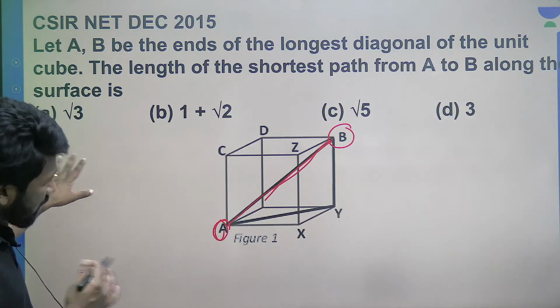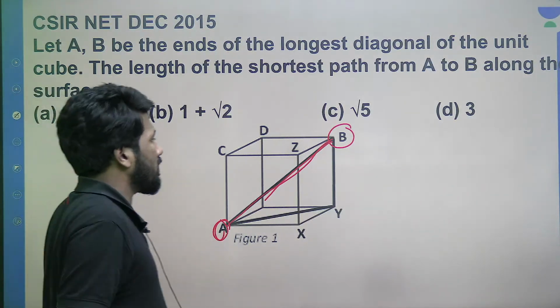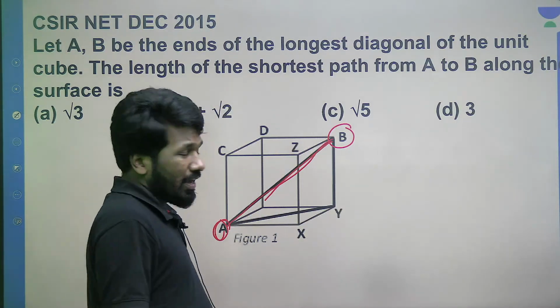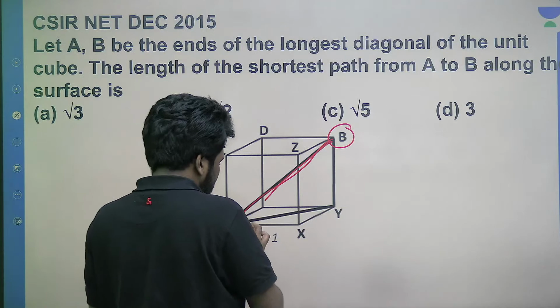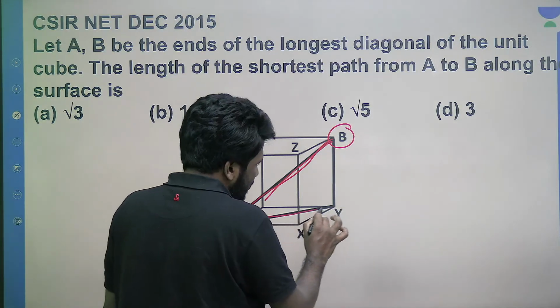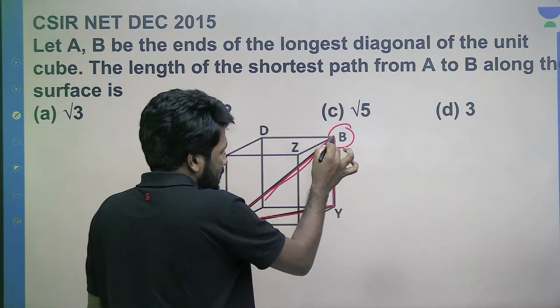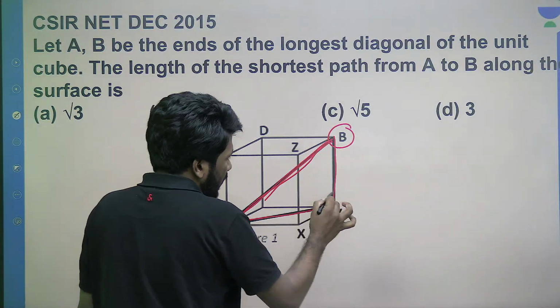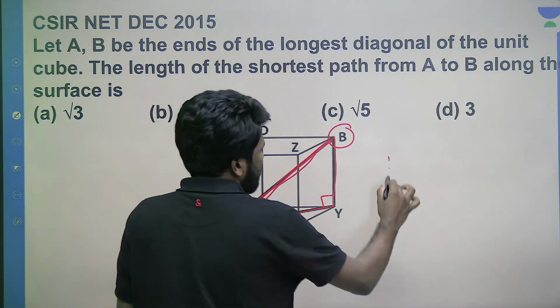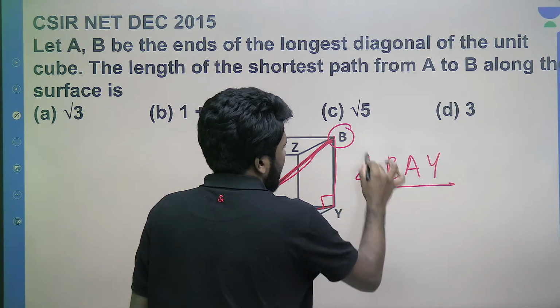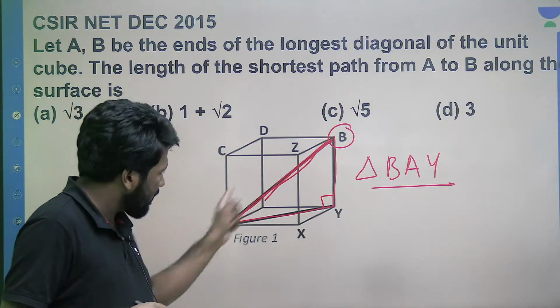First of all, how will this √3 length come? That also we will discuss. First we will find this length. How can you find it? Yesterday we discussed a similar question, as I told. This floor diagonal, and this height, if you take them, that is a right triangle. What I am saying is triangle BAY. That is a right triangle.